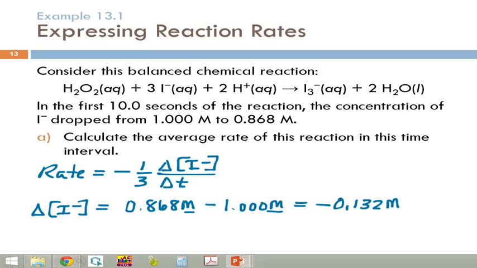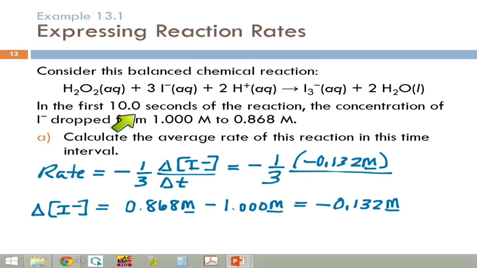Do we have any arguments about that? You okay with that? So that's the change. We took the final minus the initial, and now we can plug this in. So it's minus 1/3 times negative 0.132 molar. And what's the change in time? 10 seconds. It says in the first 10 seconds. So that's from 0 to 10 seconds. So that's just, they gave us the change.